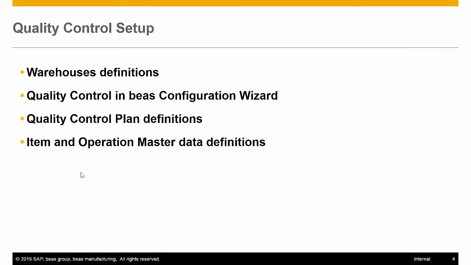It is important, of course, to consider some main parameters to use or to manage quality control in beas. First of all, we have warehouse definitions. You can consider different types of warehouses in beas, and depending on that, one or other transaction or quality control will happen. There are some main parameters in the beas configuration wizard regarding quality control. There are some quality control plan definitions. And of course, there are some definitions at the level of item master data or operation master data.